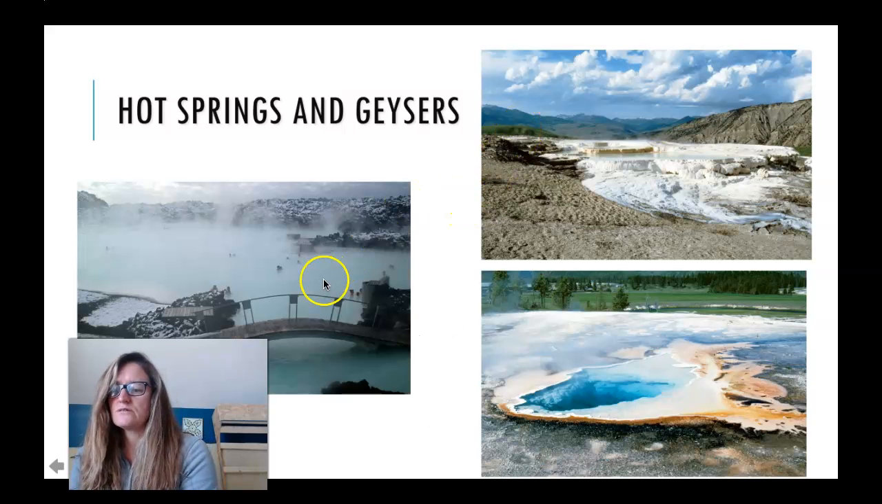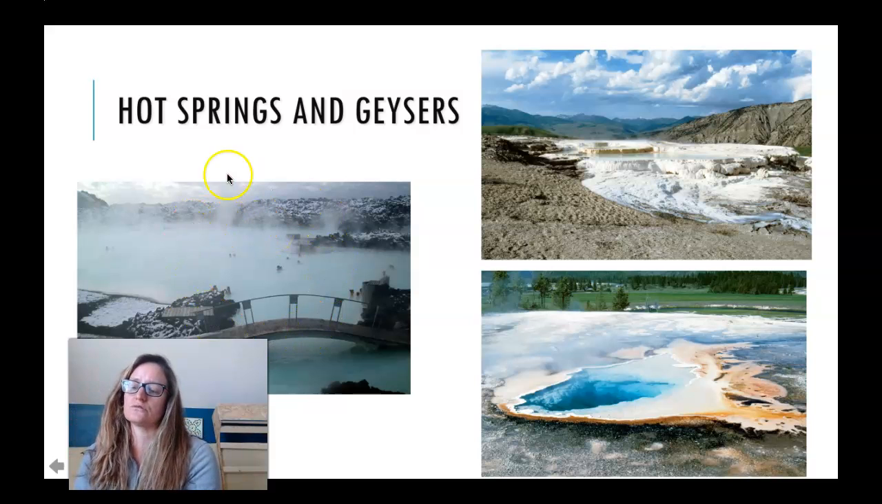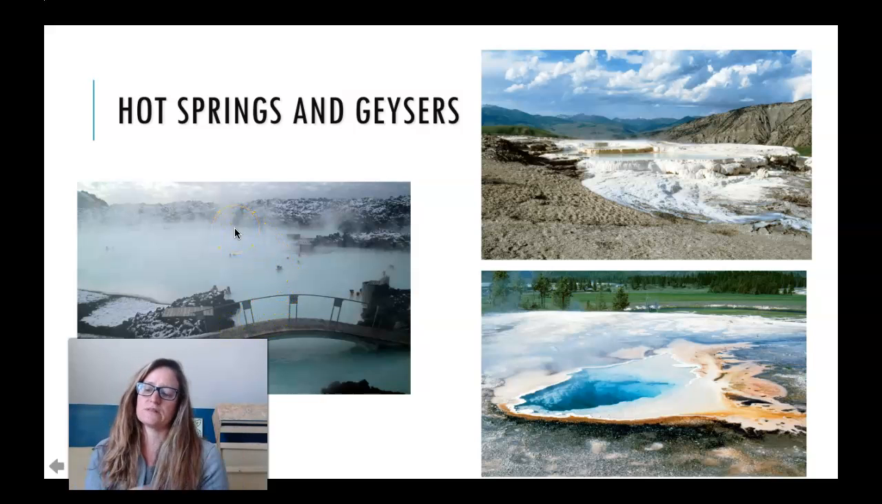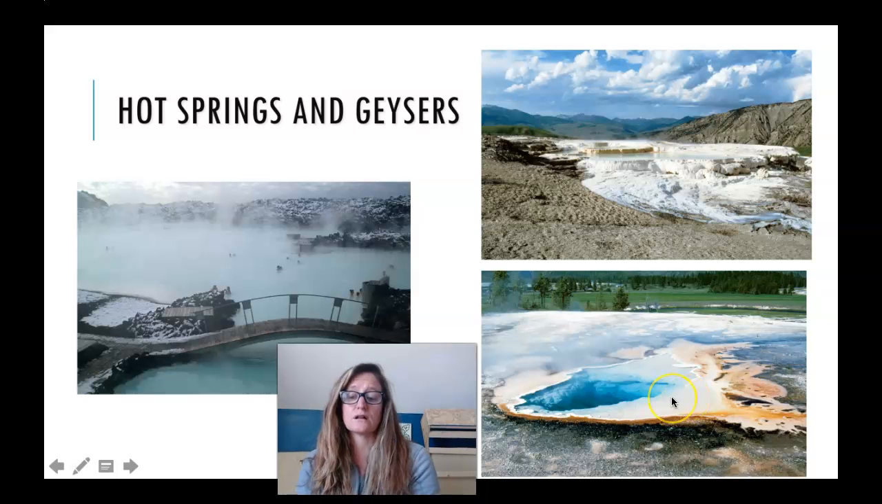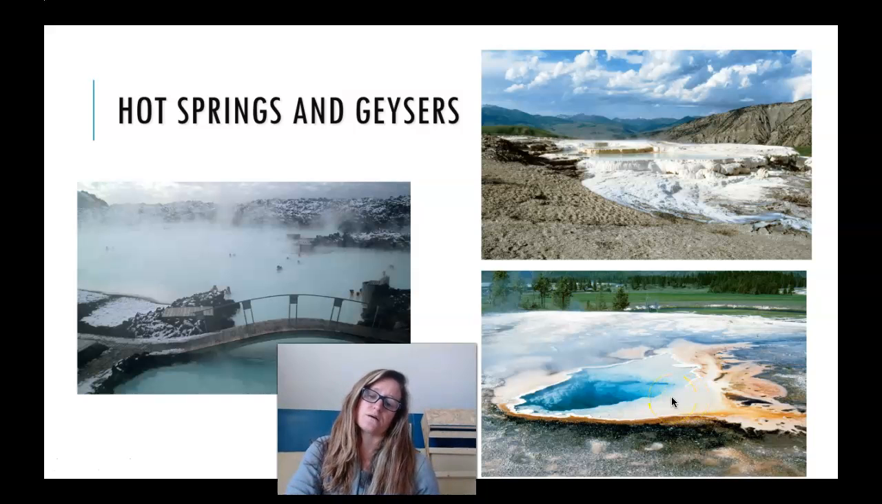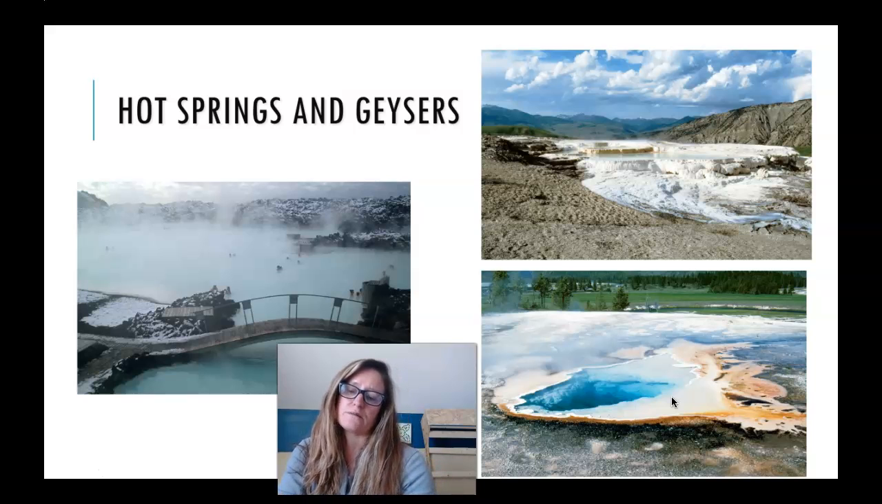Here's some images of hot springs. This is in Iceland. They're very commercial tourist attractions where you can go and pay for the day to spend the day in a hot spring. Sounds lovely. Here on the right is a hot spring that shows the different colors. Some of the colors is from the precipitation of minerals, and some of it is from bacteria, thermophiles, that love being in that hot water environment.